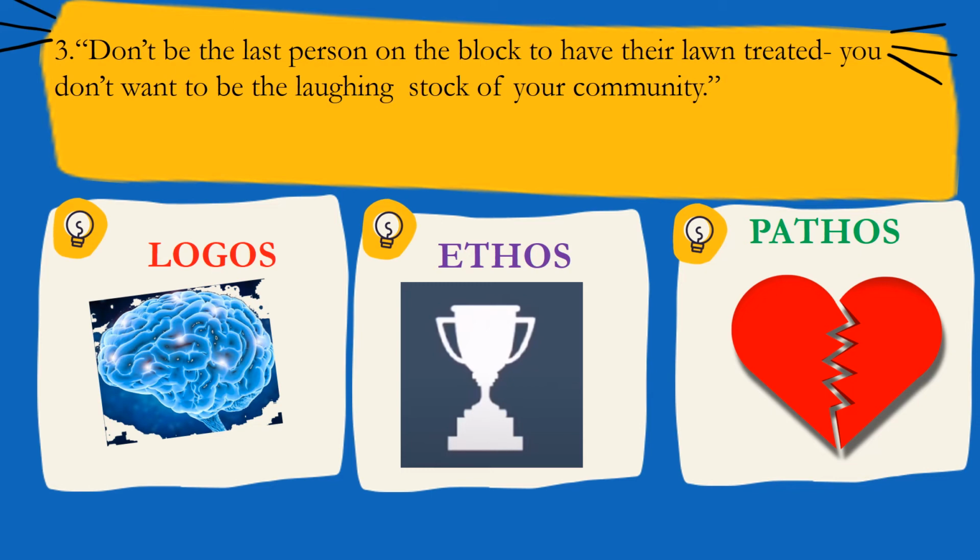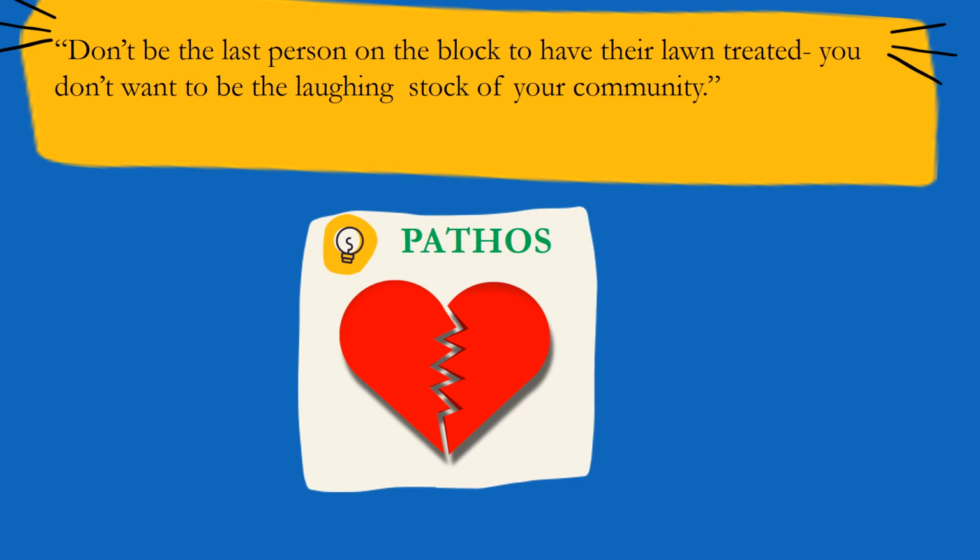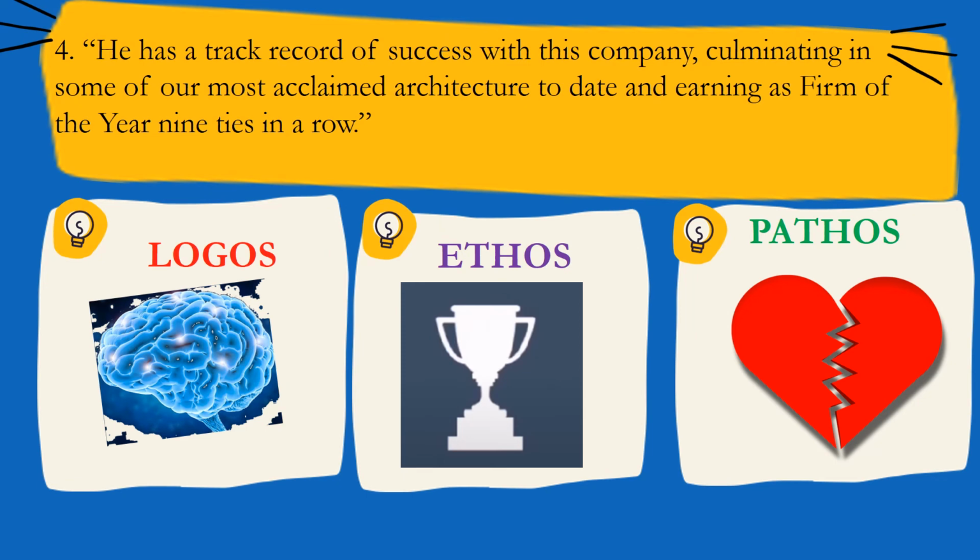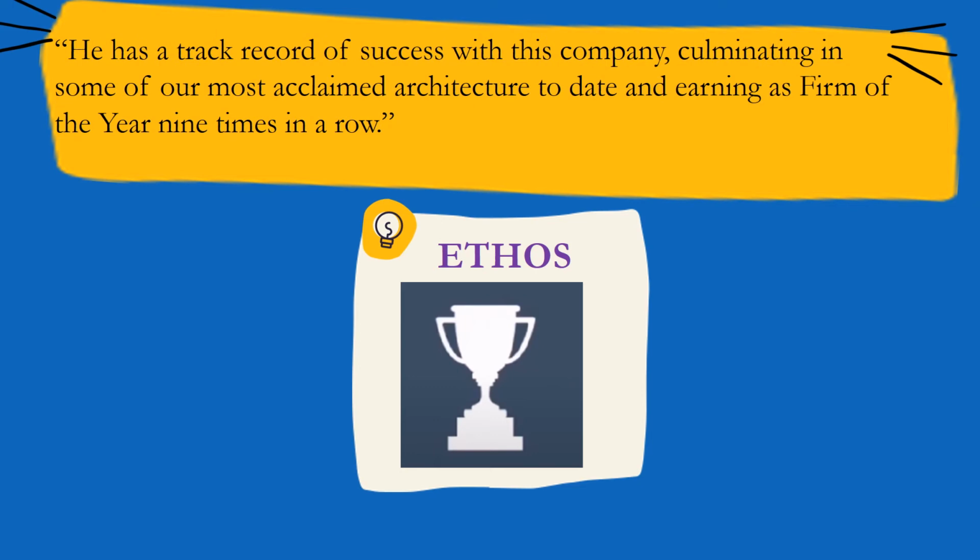And the answer is pathos. That's correct. Next, number 4. He has a track record of success with his company, culminating in some of our most acclaimed architecture to date and earning Firm of the Year 9 times in a row. Logos, ethos, pathos? That's correct. It's ethos.